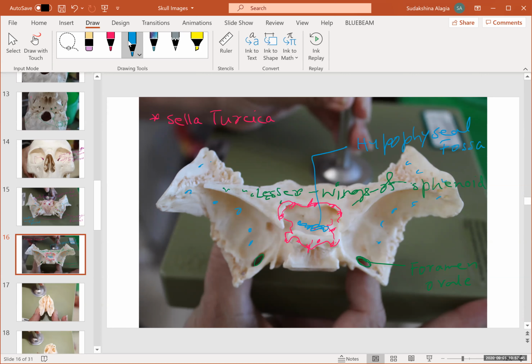Fossa is a depression, that's understandable. Why is it called hypophyseal? Hypophysis is a name for the pituitary gland, a major endocrine gland. We'll be talking about this for the next lecture exam. This is where the pituitary gland sits. The sella turcica basically is there to hold the pituitary gland and protect it.